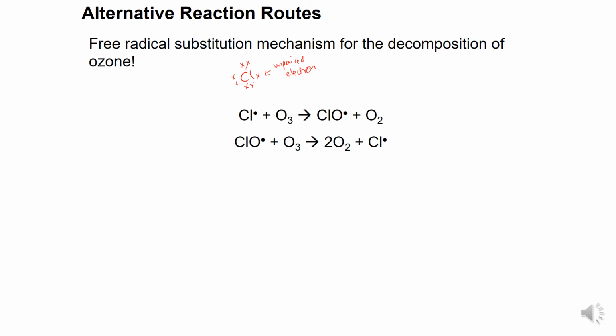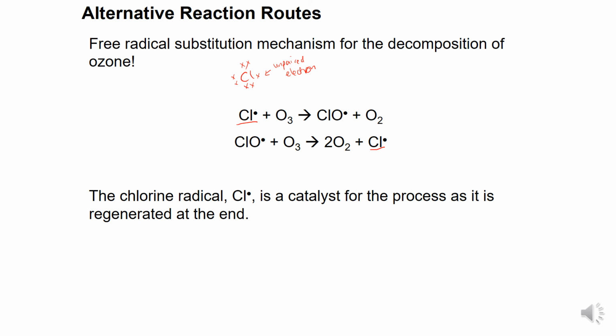Now that ClO dot is extremely reactive and can therefore react with more of the ozone molecules, breaking more ozone down into oxygen molecules and reforming that ClO dot. So what we've got here is the chlorine radical being used in the first reaction and regenerated in the second. And so therefore the chlorine radical Cl dot is a catalyst for the process as it's regenerated at the end. And this is commonly asked at A level.